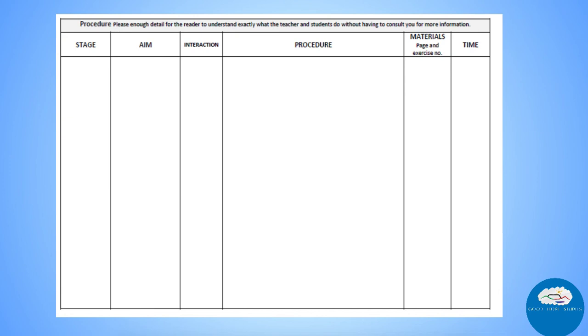Then you've got the materials section. So here you give the page number and the exercise number, and then the time for that stage. The level of detail that you need is for another teacher to be able to take your plan and teach from it without asking you what to do at that stage.